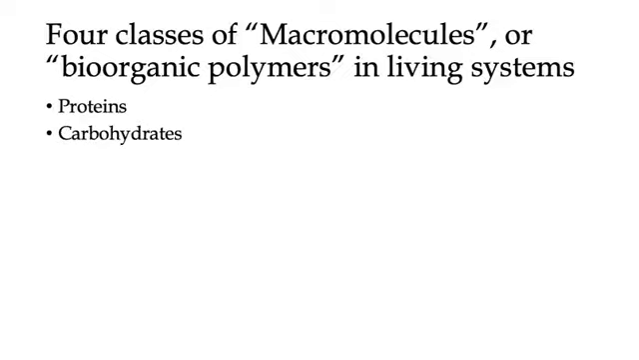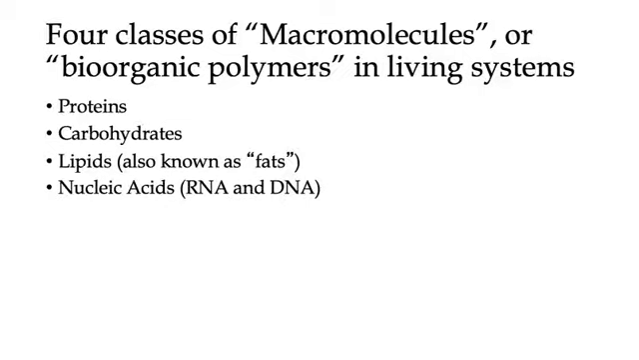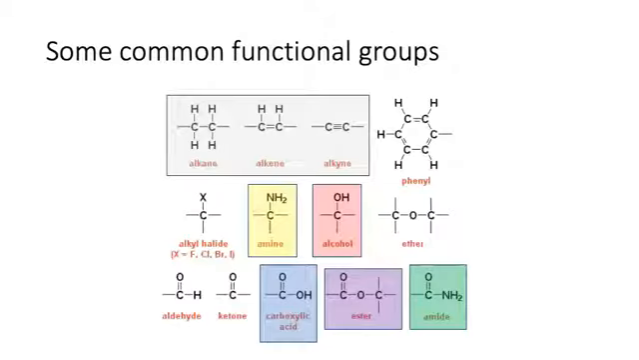So we've got proteins, we've got carbohydrates. You probably have heard of carbs before. Lipids, which are also known as fats, and then also nucleic acids, which are made up of both RNA and DNA. So those are the four groups we're going to talk about. It's important that you recognize that we do have a bunch of different functional groups, and we're going to highlight a couple of these as we go through these four macromolecules.